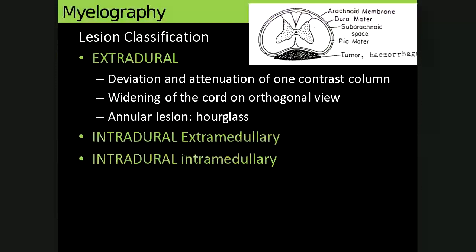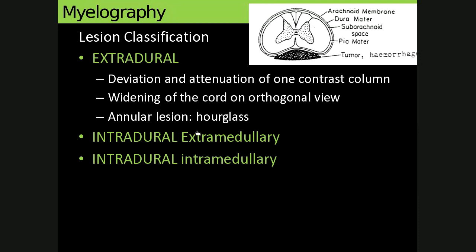Okay, then just a little bit on the lesion classification, and it will help a lot if one keeps these three compartments in mind. Extradural means that the lesion is outside of the dura mater, between it and the vertebral body or the bony structures. This is typically a tumor or a hematoma; intervertebral disc extrusion would also occur here. We'll look at the myelographic appearance on the following slides, but one column will deviate and attenuate, so it will thin. And on the orthogonal view, the contrast columns will look like the cord is widening. And if it's an annular or circumferential lesion, it'll look like an hourglass appearance.